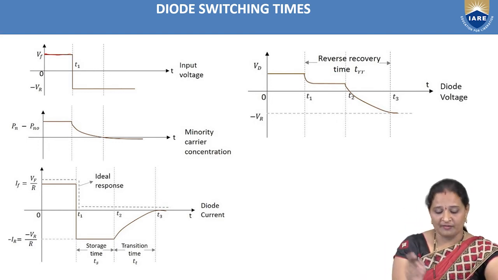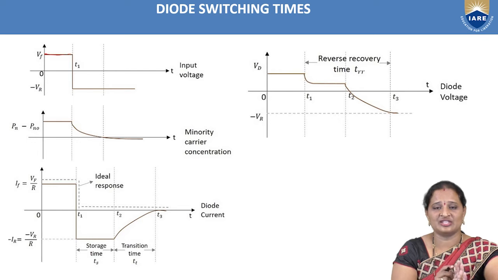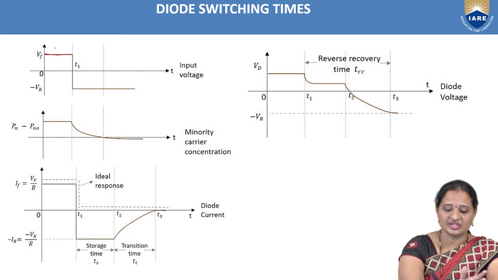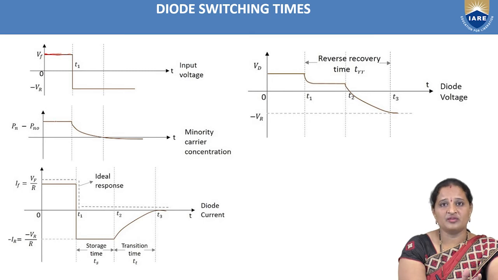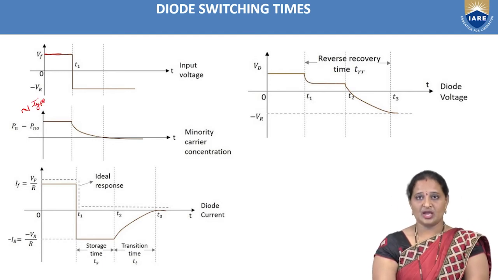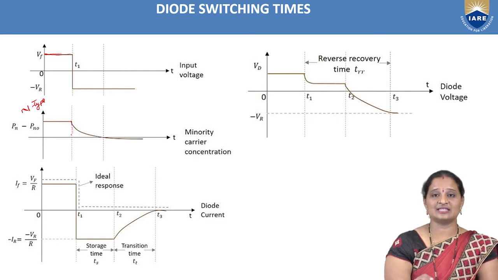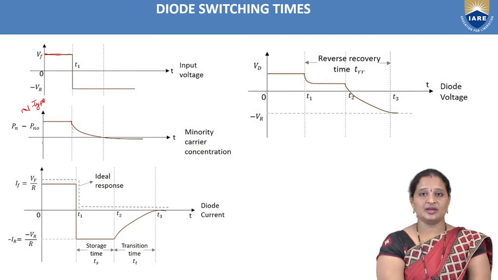So here, as we have excess minority charge carriers near the junction, the diode is now forward biased due to the applied voltage plus VF. This is the waveform showing the excess minority charge carrier concentration in N-type semiconducting material. Up to T1, we have excess minority charge carrier concentration near the junction, represented by Pn minus Pn naught.